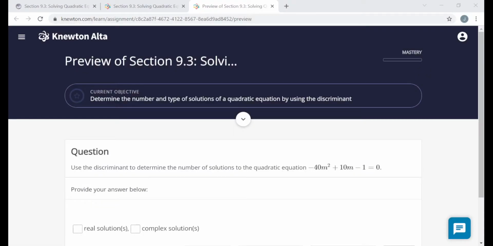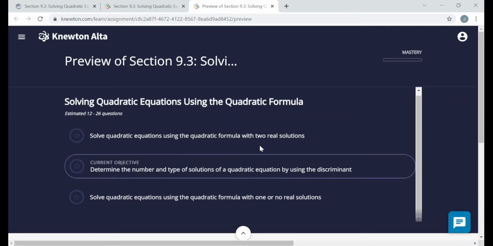Alright, so here's the assignment page. Now you will not see the words preview of. You'll just see the title of the assignment, and then you have your mastery bar, showing you how far along you've gotten in the assignment. Then you see the objectives. Looks like there are 3 objectives for this assignment.